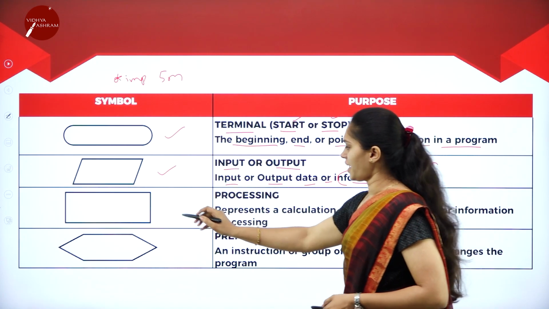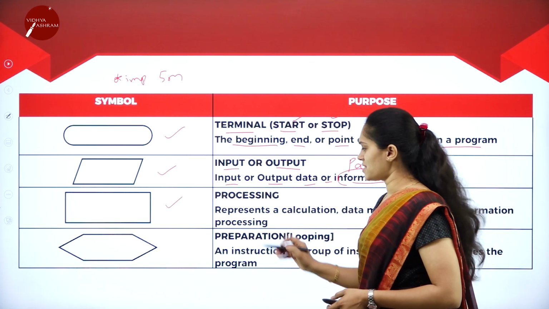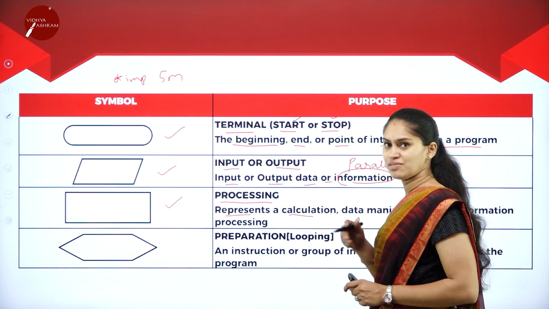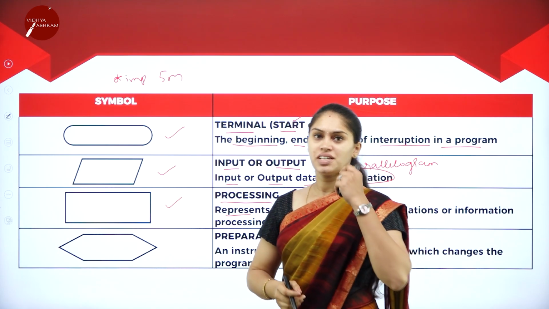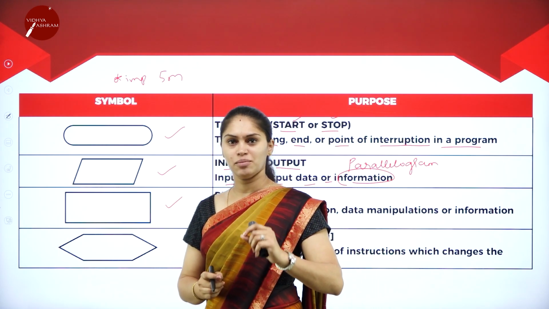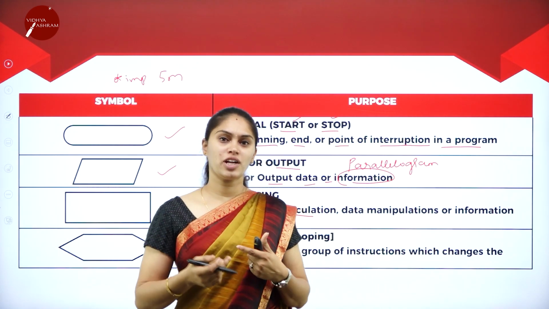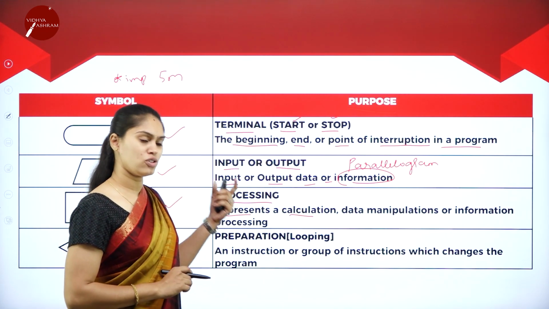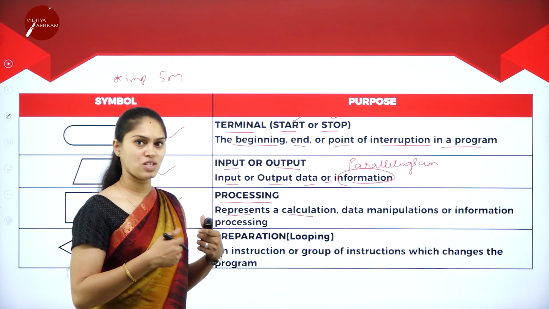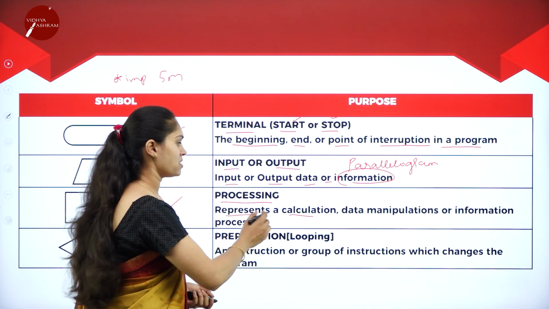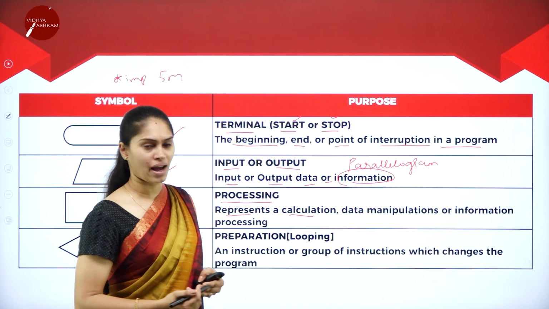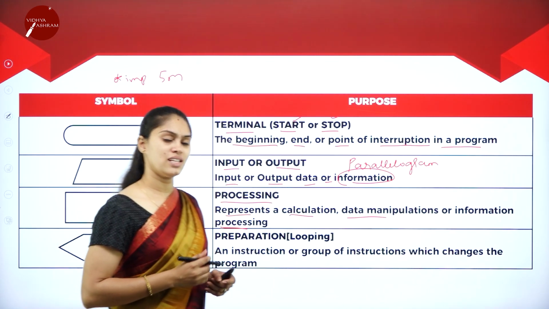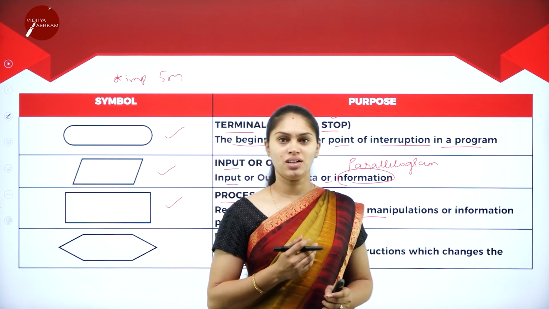So what is the next one? That rectangle represents the processing. So this represents the calculation. If there is any calculation part, first we need to start, then we have to take the input, then the calculation part must happen. So when we are using this rectangle symbol, that will represent a process. That means we are calculating something. So it represents the calculation or any data manipulation or any information processing. So this symbol is used for calculation purposes.